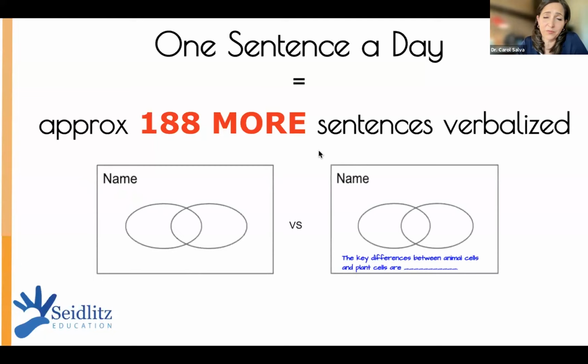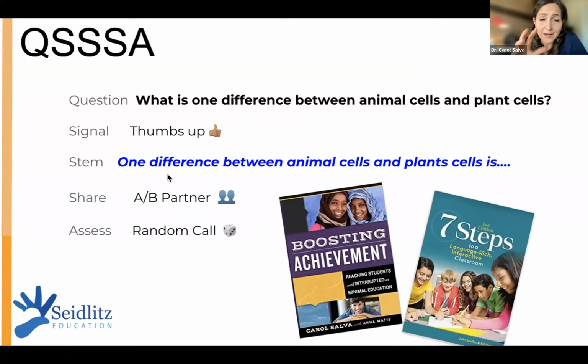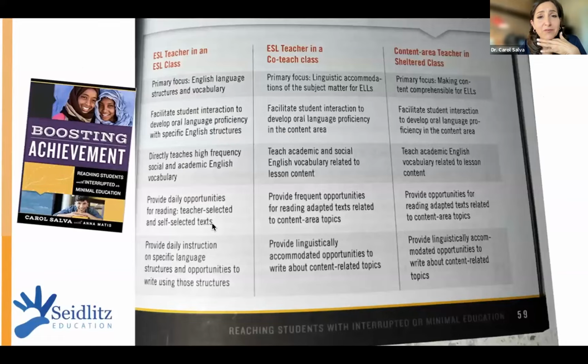Our company is kind of famous for practical things. So this structure, I know a lot of you know QSSSA. Put in the chat if you know QSSSA, because my boss came up with this routine and Anna and I cite it. And I'm just giving you a lot of resources, but this is how we actually have kids talking. They will talk at all different grade levels if it's structured the right way. So this offers wait time and language and which partner and accountability. It's a great routine, I promise.